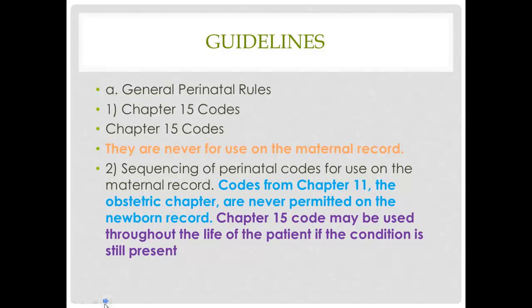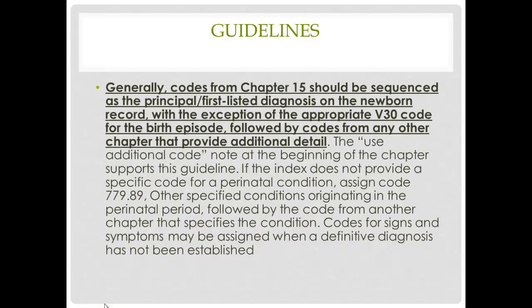These codes for the baby are never ever used in the mother's chart. Codes from Chapter 11 are never permitted on the newborn record. But remember, we can still code anything from Chapter 15 throughout the patient's life if the condition is present. Keep in mind that Chapter 15 should be sequenced as the principal diagnosis on the newborn record, with one exception, and that is with code V30. That is describing how the baby was born.